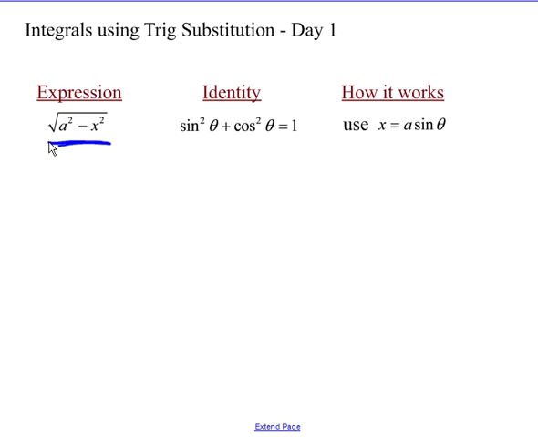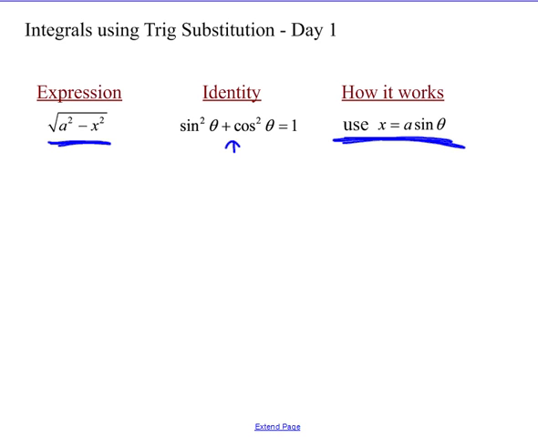So right now, when you see root a squared minus x squared in an integral, we are going to use this identity, but we're really going to use x equals a sine theta. So it's sort of like a w substitution, but not entirely. And the reason why we're going to do this will become apparent hopefully in a while. We're trying to, again, make something simpler to integrate.